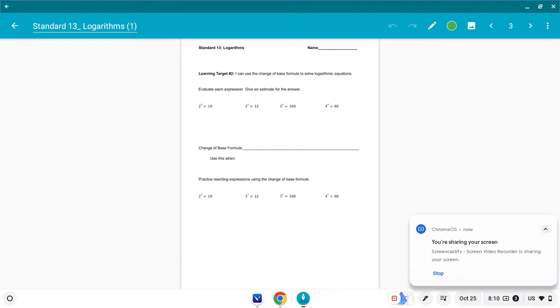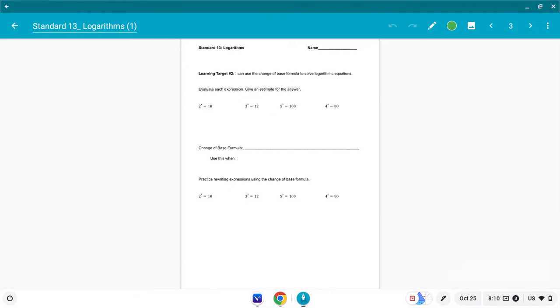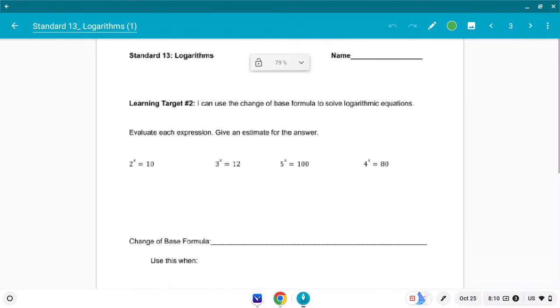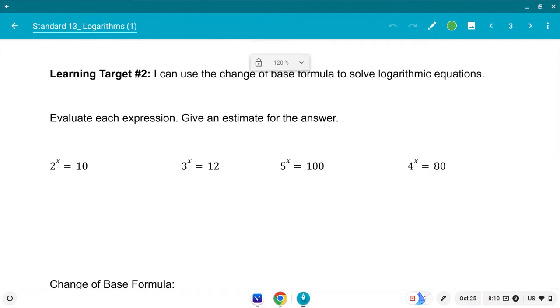All right, learning target 2 in logarithms is I can use the change of base formula to solve logarithmic equations. The change of base formula, that is the big deal here. We practiced in the first learning target how to change things from exponential to logarithmic form. And then we were pretty easily able to figure out what the variable was based on that. However, these here are not going to be as easy because they're not as straightforward.